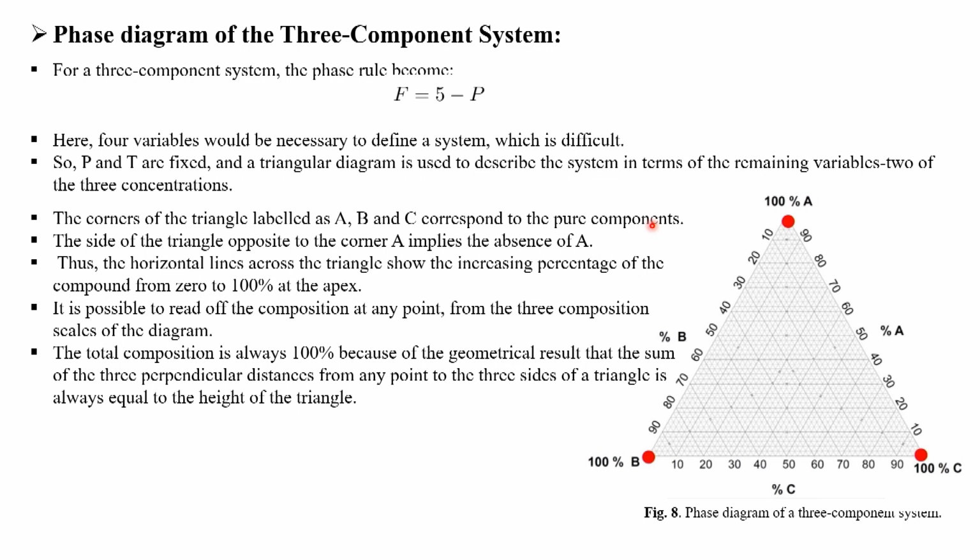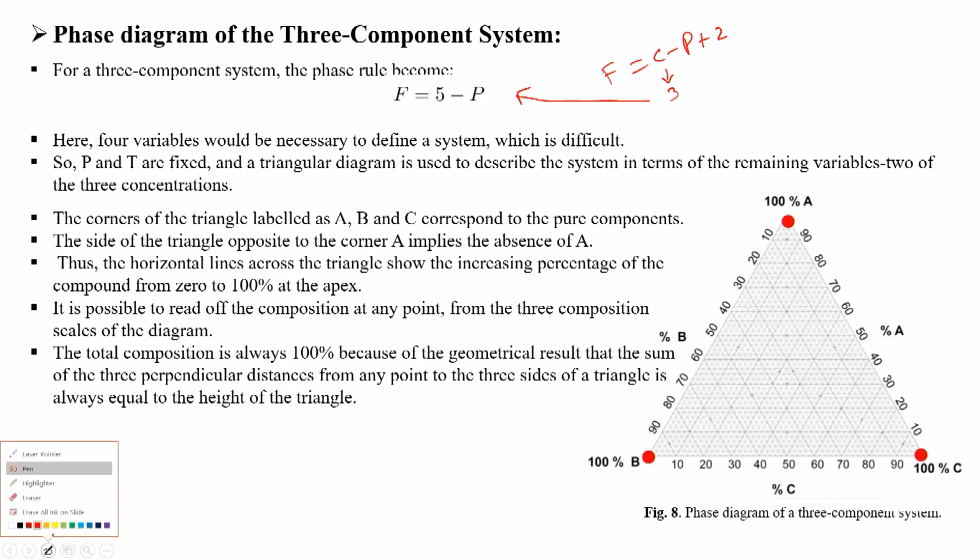For a 3-component system, the phase rule becomes F is phi minus P, right? So again we have the initial equation, F is C minus P plus 2. Now C is 3 here, so we get F is phi minus P. Here 4 variables would be necessary to define a system, which is difficult. So P and T are fixed. Both pressure and temperature we are keeping fixed, and a triangular diagram is used to describe the system in terms of the remaining variables, 2 of the 3 concentrations.